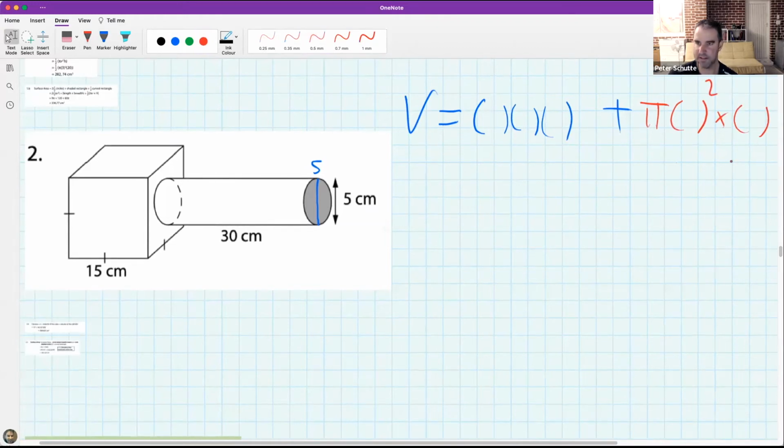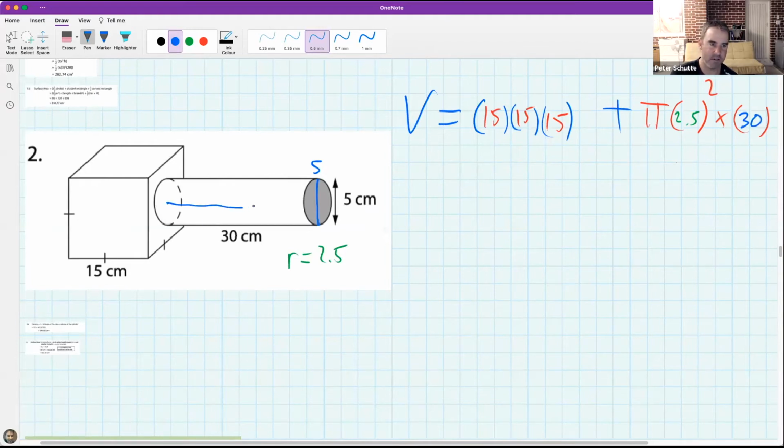I think it'll look something like that. Shane, I'll work it out in a moment. Let's see how it goes. But I'm pretty confident we have a cylinder plus a prism. This is pretty straightforward. It's 15 times 15 times 15. This takes a bit more work because of the radius. If the diameter is 5, the radius must be 2.5. So we have 2.5, and then the depth of the shape is going to be 30, because this is basically how deep it goes.